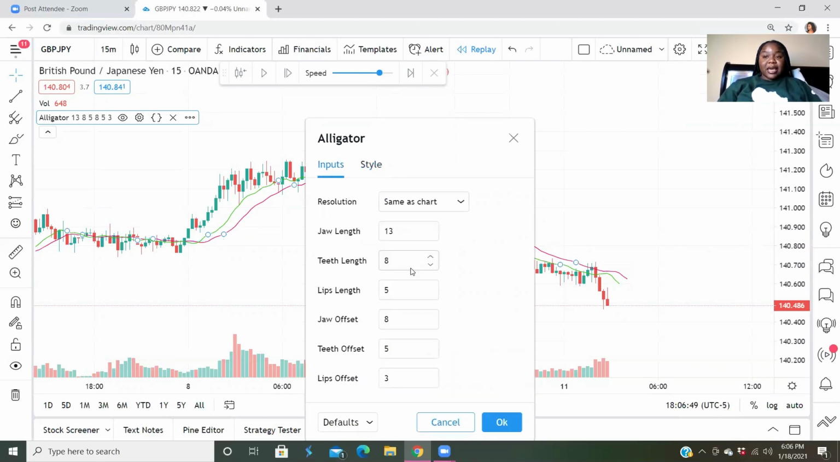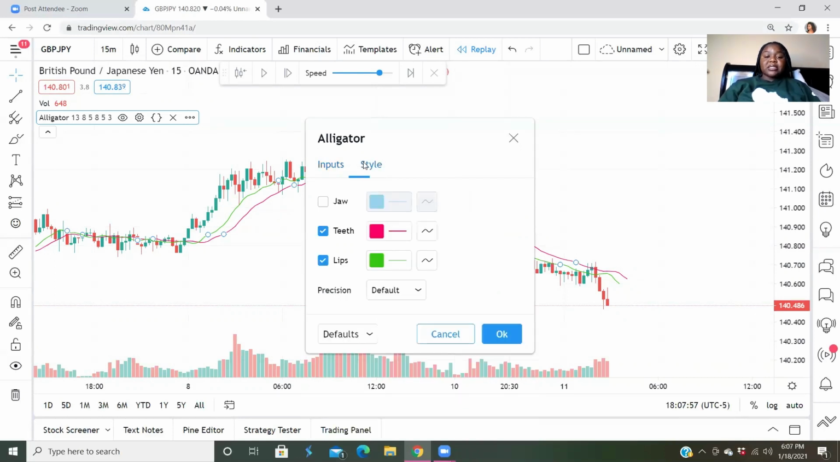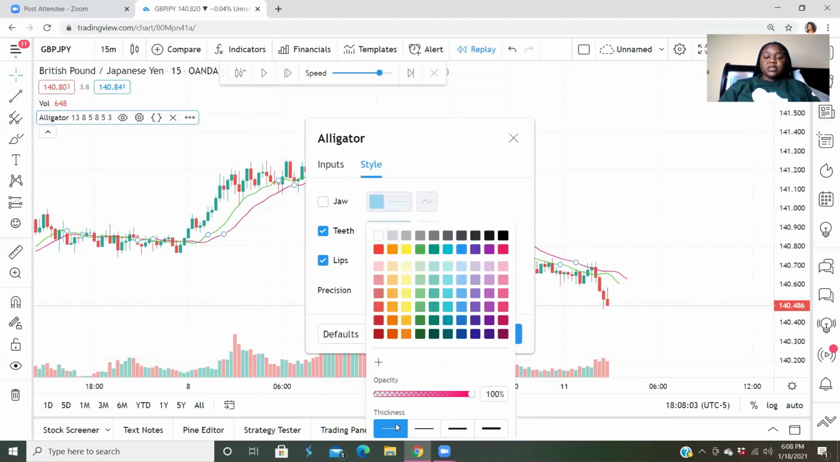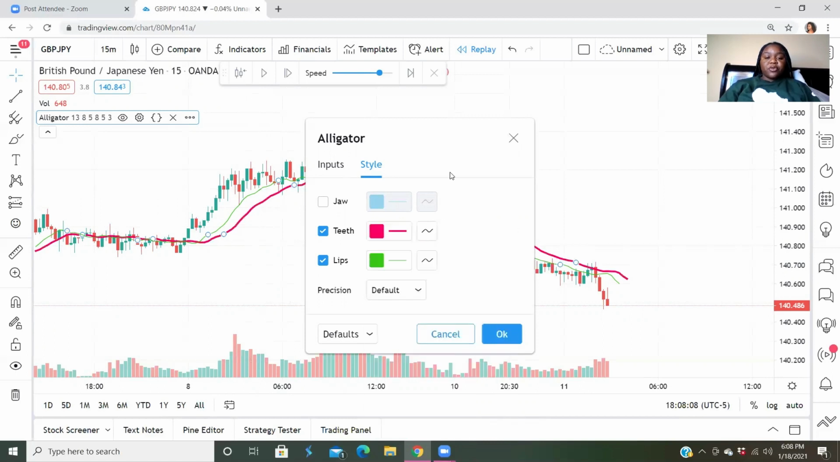I'm not going to change anything on inputs. Going back to style, I just want to make my lines a little bigger and more vibrant so I can see them. So on thickness, I'm going to switch it to the third one, not the fourth one, the third.